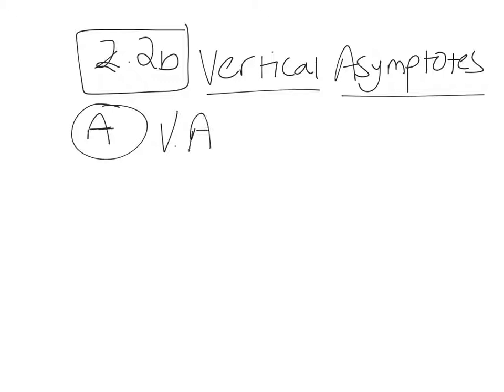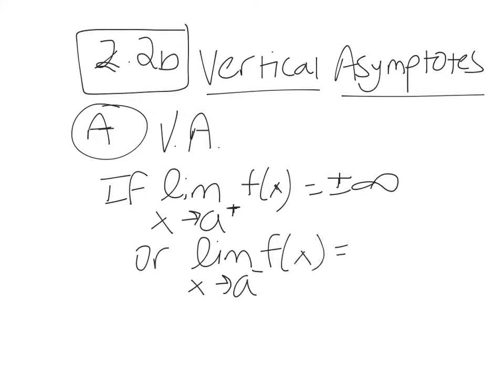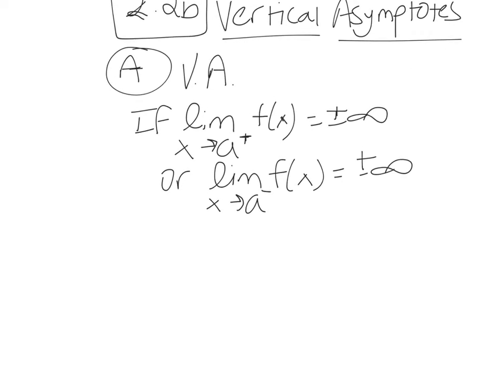Okay, vertical asymptotes. Let's start with how to find a vertical asymptote here. It says that if the limit as x goes to a constant a from the right of f of x is plus or minus infinity, so as we're going towards a from the right, if we get a limit of positive or negative infinity, or if the limit as x goes to a from the left of f of x is plus or minus infinity, so either or both, it doesn't matter, but at least one of them has to happen, then x equals a is a vertical asymptote.